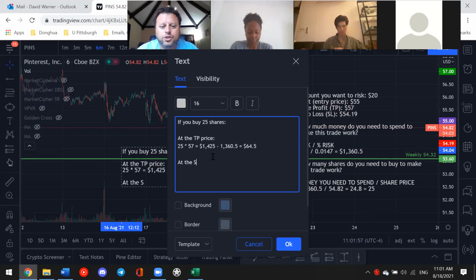What about at the stop loss price? How much money will you lose? You will be selling 25 shares times your stop loss price, that was 54.19.